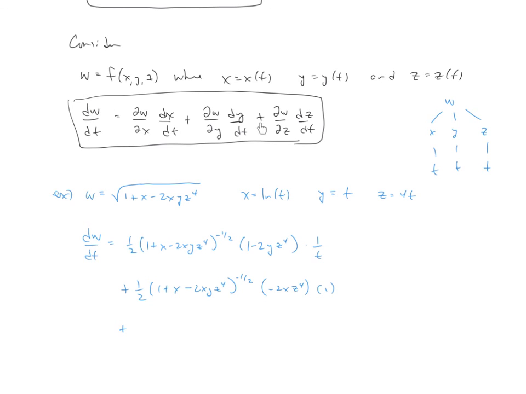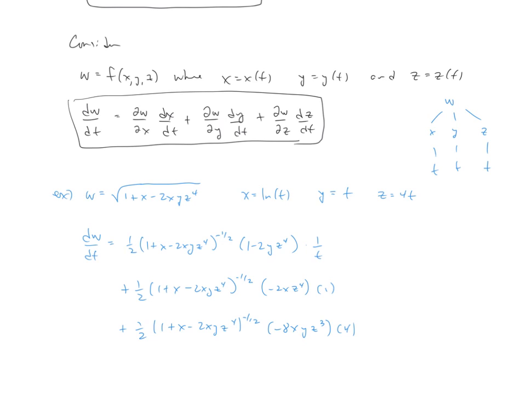Finally, that plus right there is going to be this plus here, the partial of w with respect to z. So we've got our 1/2, keep the inside the same, subtract 1. Now, the derivative of the inside here with respect to z. So that's going to give us a negative 8xyz cubed. And then finally, the derivative of z with respect to t, which would be 4.